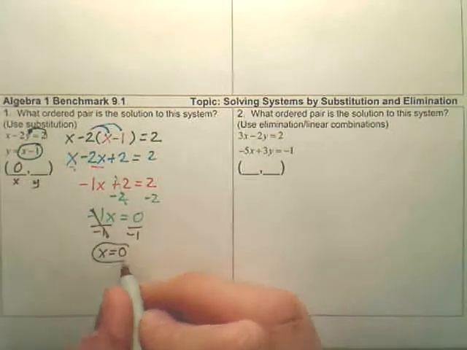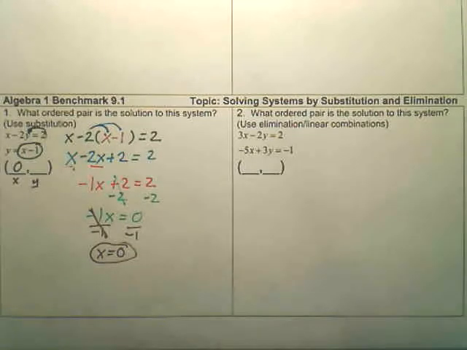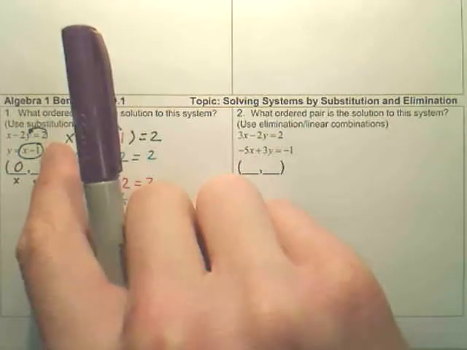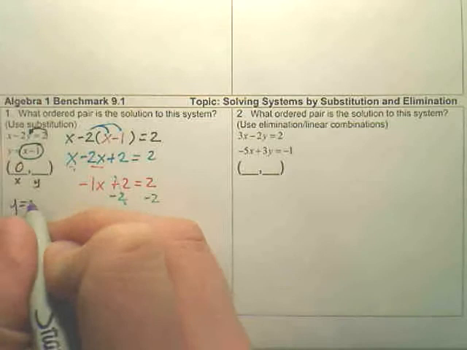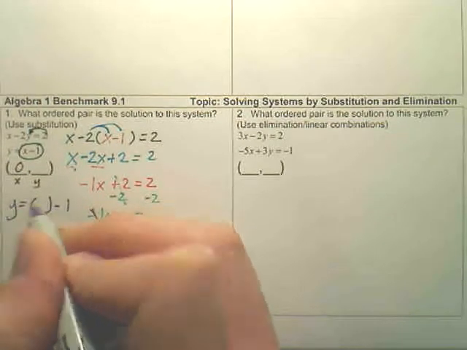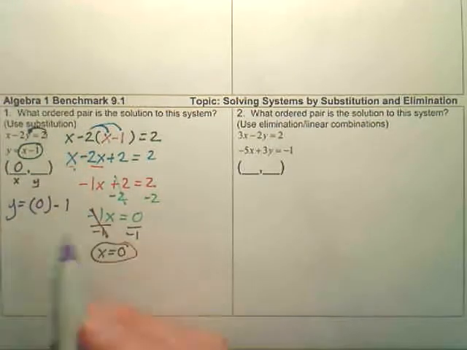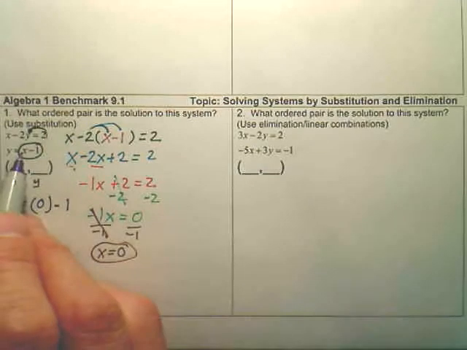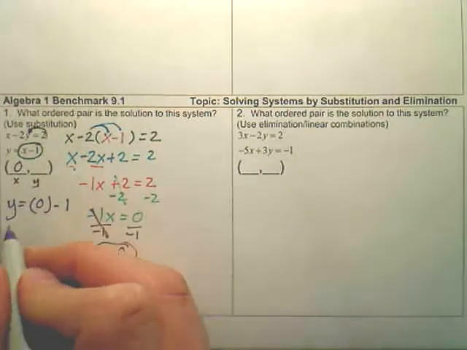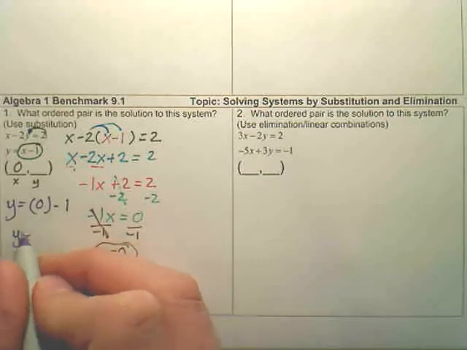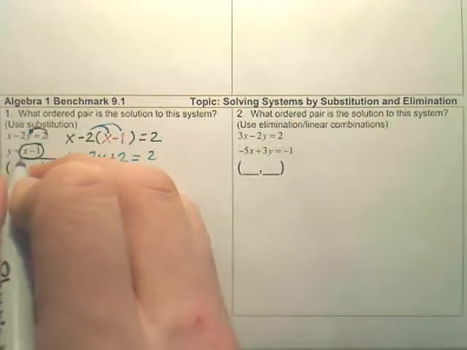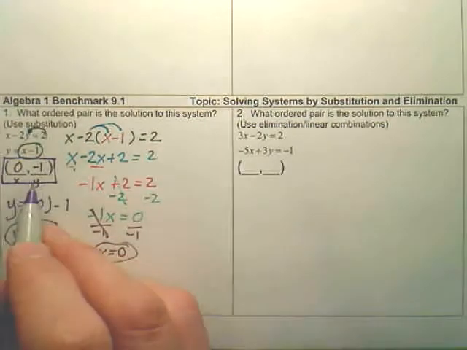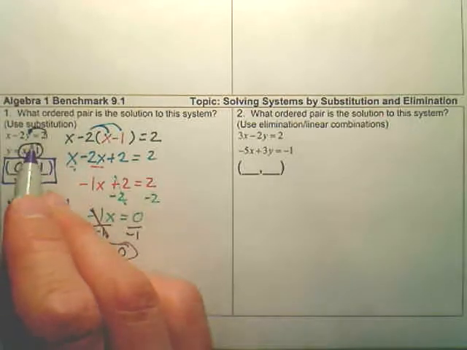Now, once I know x is 0, we want to plug it in. Now, which of these two original equations is easier to plug it into? Hopefully you notice the second one is really simple. Because I could just take that x minus 1, and can I put the 0 in for x? So you get y, what's 0 minus 1? Negative 1. So right there, 0, negative 1 is where these two graphs would cross.